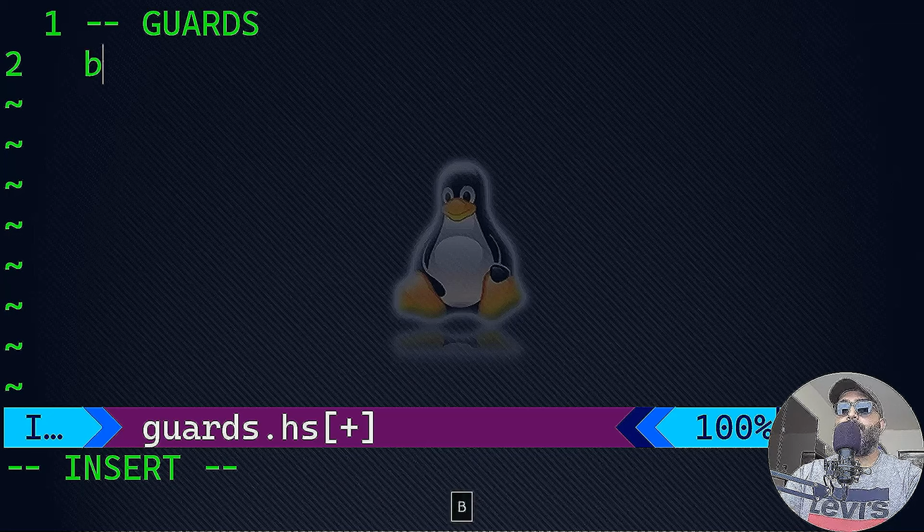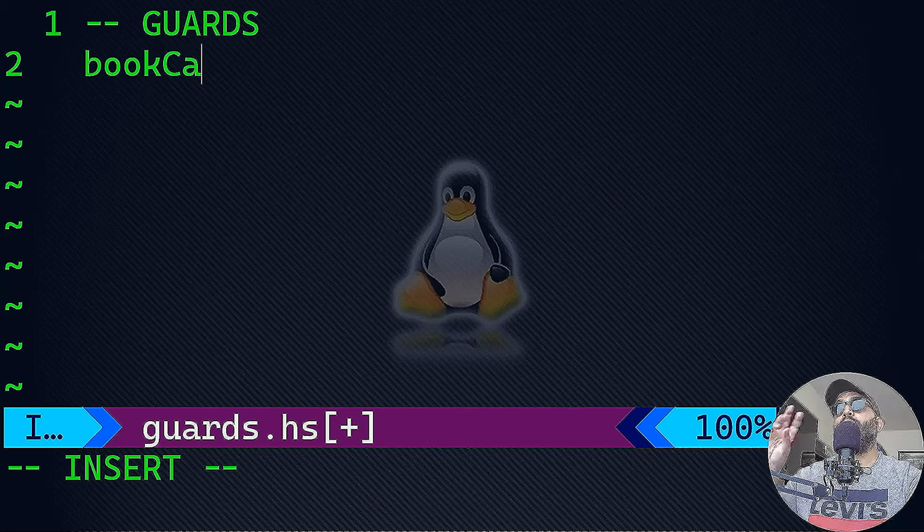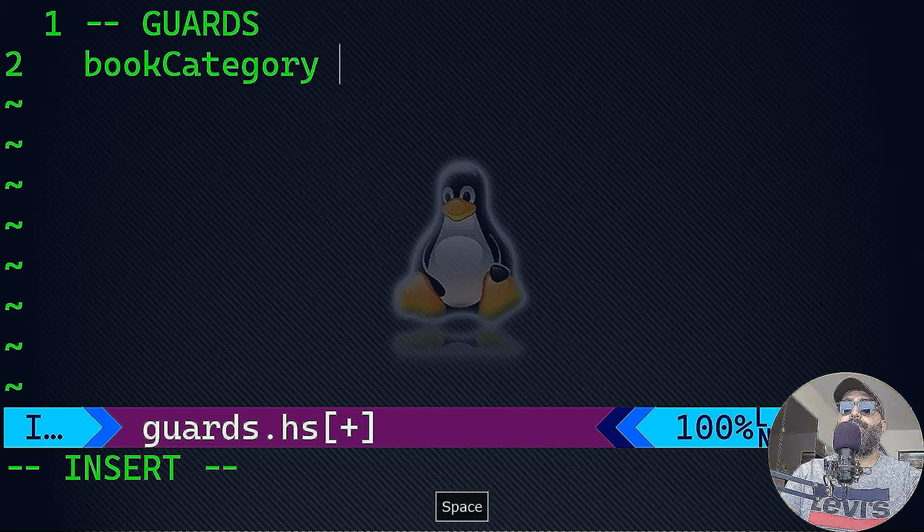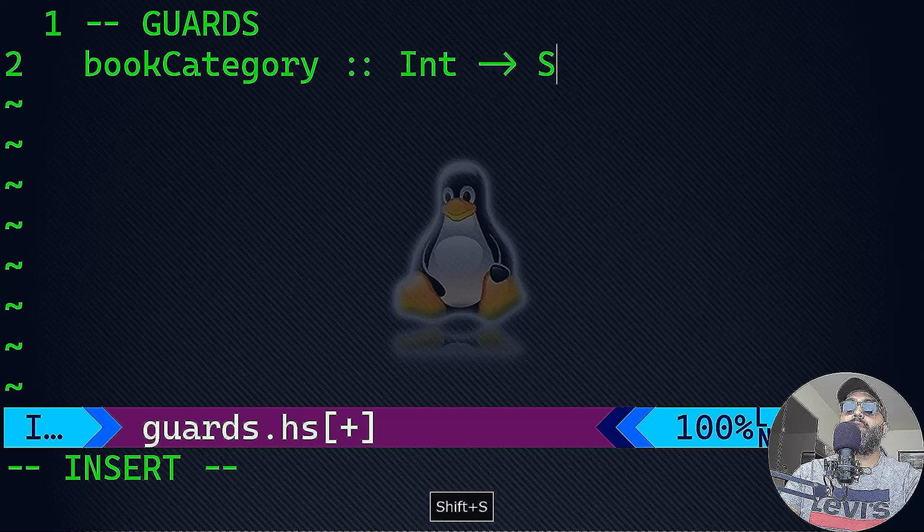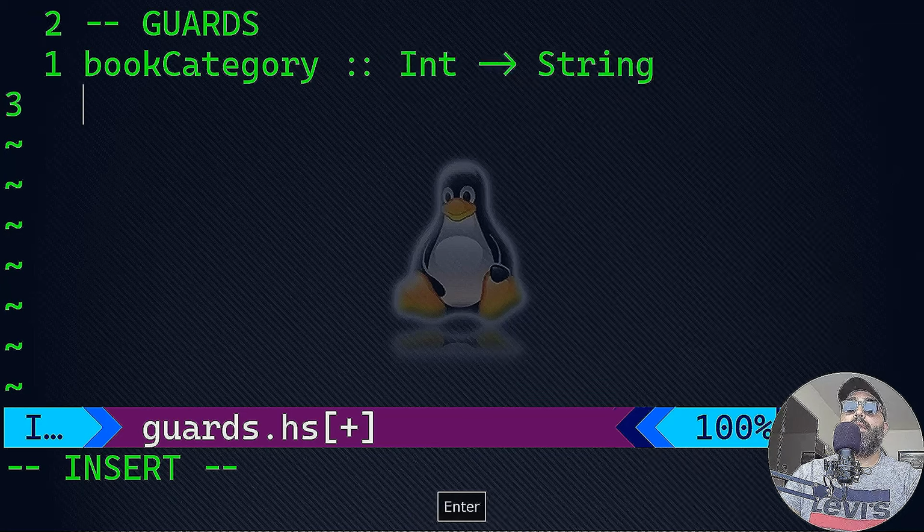Let me show you. Let me create a function. This function is going to just categorize the books based on the number of pages of each book. So if you will have a big book, more than 500 pages, that's going to be, for instance, a big novel. Less than 100 is going to be novella, for example. Less than 200, short story, and so on. So let me call it book category. And this book category function takes an integer and returns a string, right?